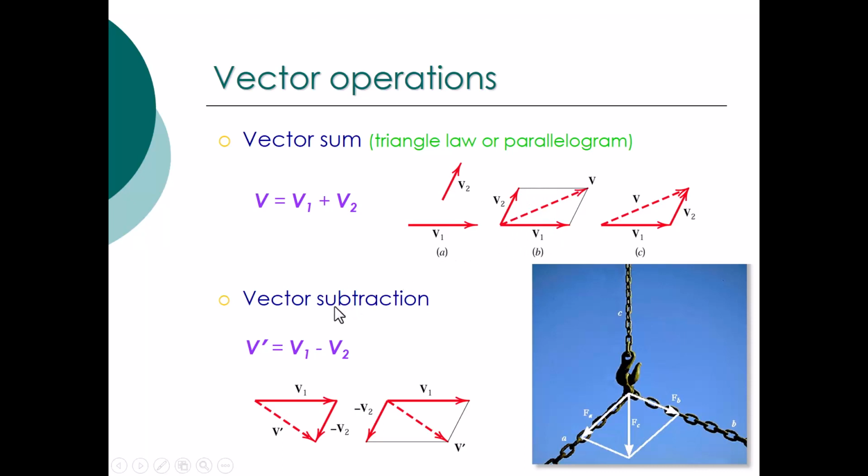The vector subtraction is similar to the vector sum. The only difference is you are adding the opposite of a vector. It's like making v1 plus minus v2. So you'll just flip the direction of v2 in the sense you can get the subtraction of the two vectors.